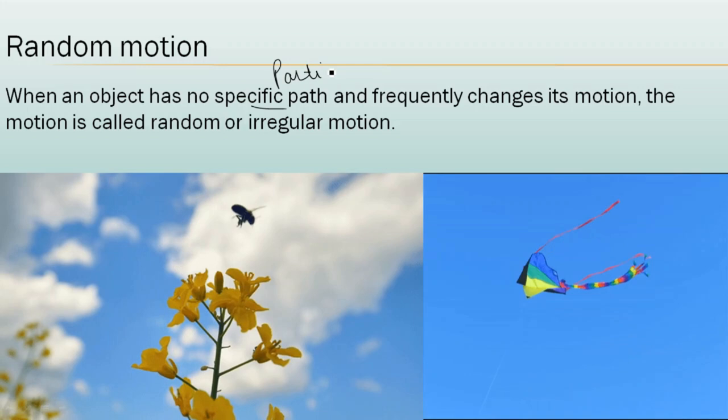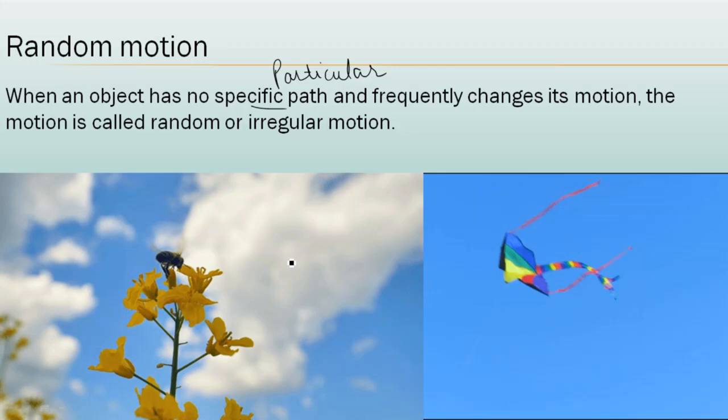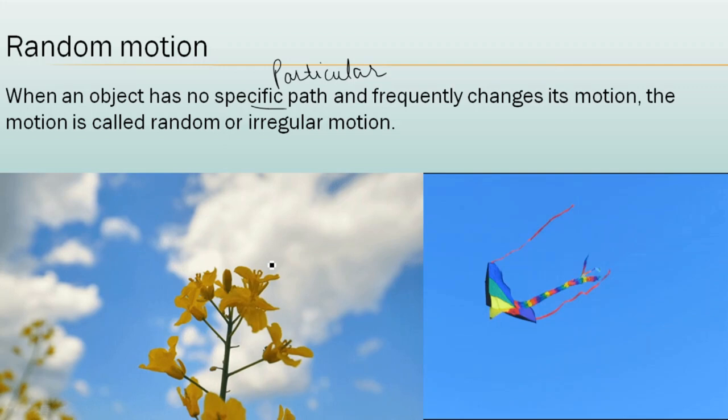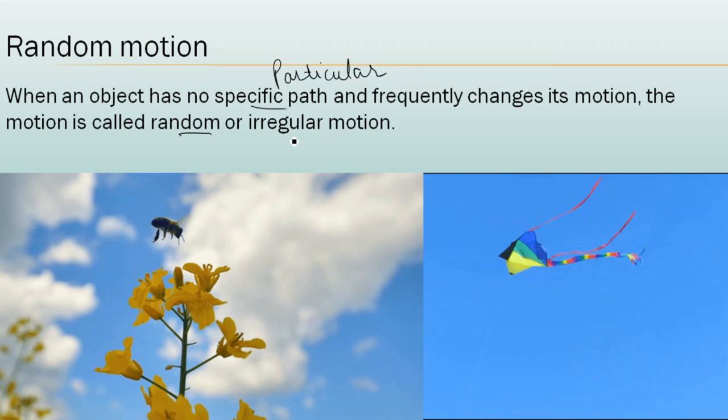When an object does not have a particular path and frequently changes its motion, like this bee. See, this insect is randomly moving here and there, which means it is not showing a single type of motion. Firstly, she is coming here, then going back. Similarly, a kite also does not have a particular path, so it is also changing its motion. That kind of motion is known as random or irregular motion. Fine.